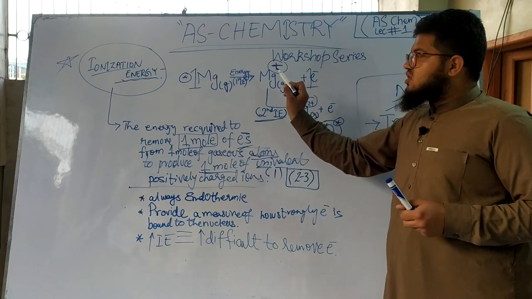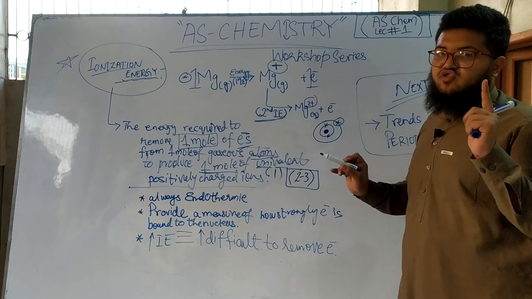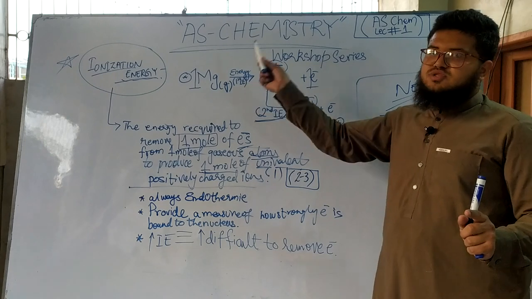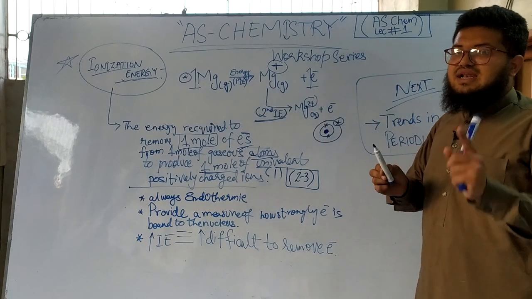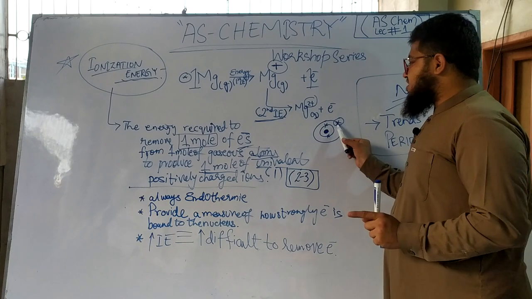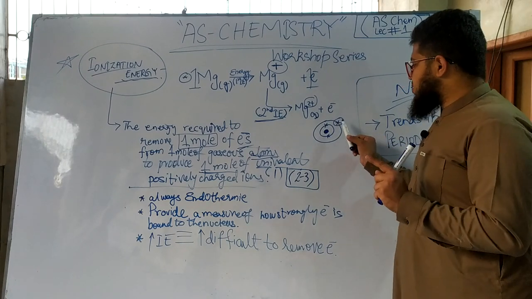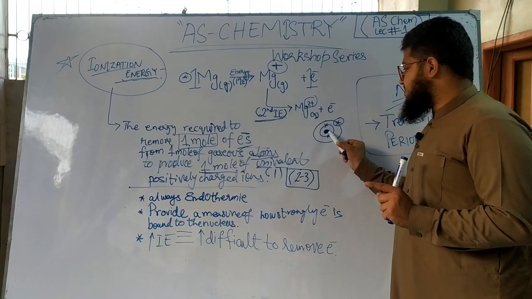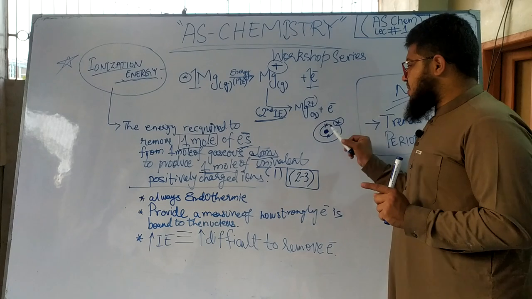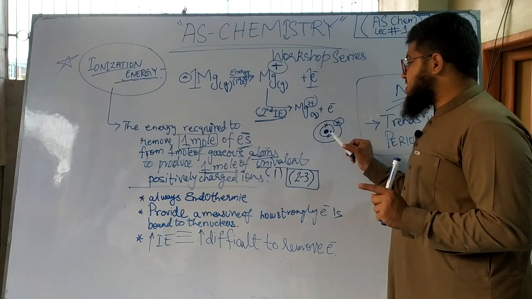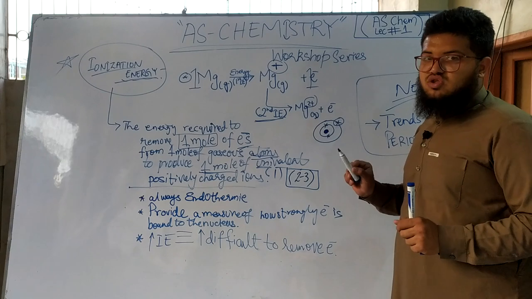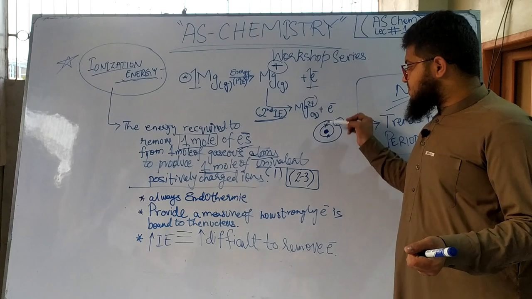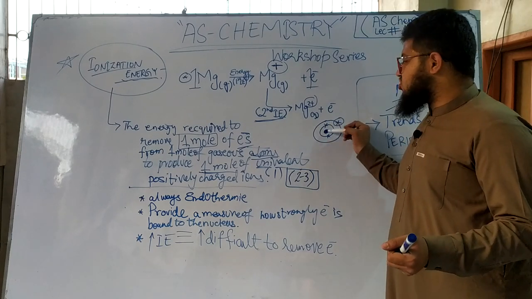Remember, this ionization energy is absorbed by the electron that would require the least energy to escape, okay? I'm repeating, the ionization energy is provided to the electron that will require the least energy to escape. Since you guys know electrons are negative and the nucleus is positive, there is an electrostatic force of attraction between them, right? The electron that is farthest apart from the nucleus will be most weakly attracted to the nucleus, and the one which is closest to the nucleus will have the strongest attraction with the nucleus.